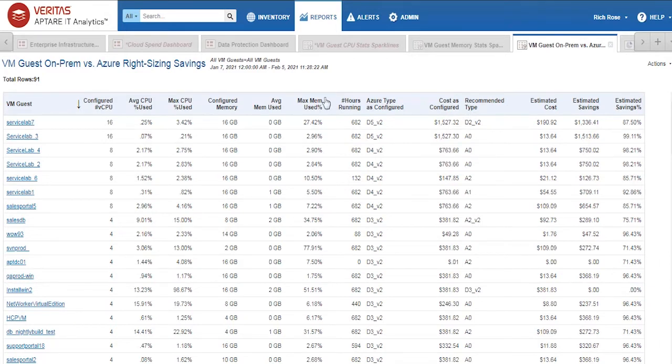Now, because we were doing the calculations and collections on this system over that monthly period, we can see that the average CPU use, and actually the peak CPU use, is only about 3.42%. That's a very small number. And if we look at its memory, the maximum used in that monthly period was only 27% of that 16 gig of RAM.